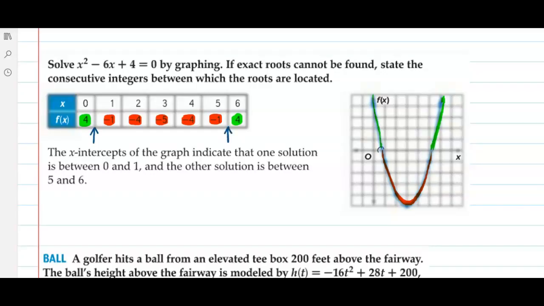There's an intercept right here. I can't tell exactly what it is because it's in between integer coordinates. It's somewhere between 0 and 1. And then there's another one right here. I can't tell exactly where it is. It's past 5, but it's not quite to 6. It's somewhere between 5 and 6. Sometimes we can't find the exact roots by graphing. And the best thing to do is to estimate between consecutive integers. These are integers, 0, 1, 5, 6. Those are consecutive integers. And we can say with confidence that the zeros would occur somewhere between those.